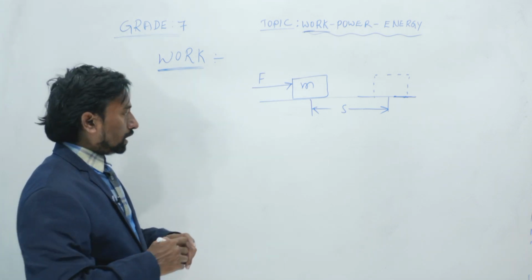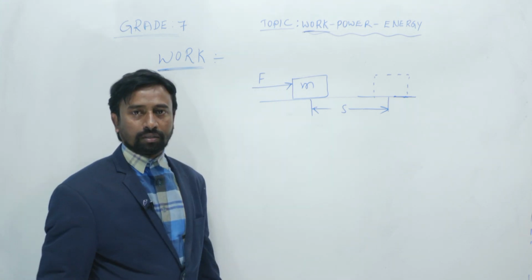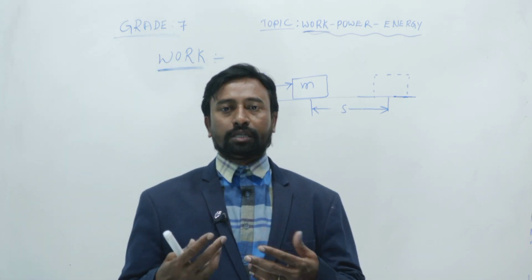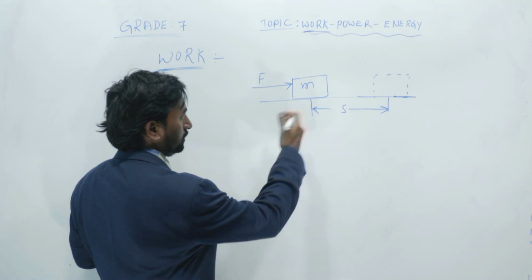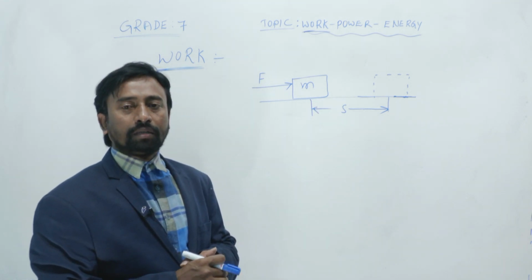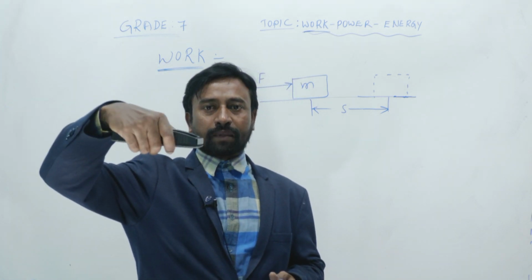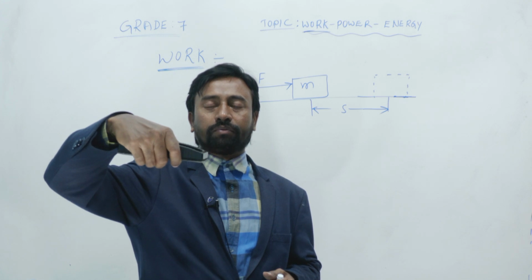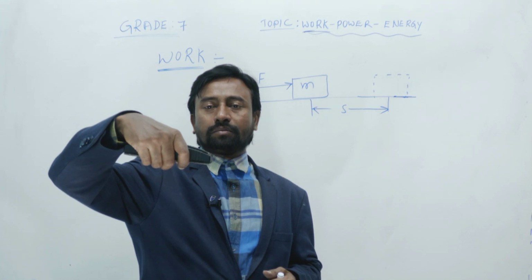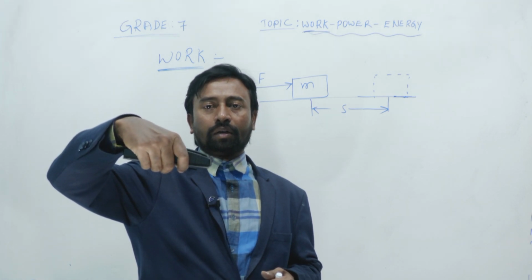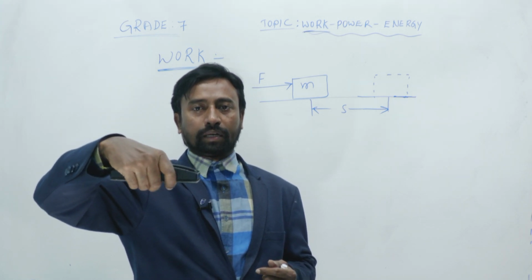Suppose I apply force on the board, but there is no displacement. According to physics, we can say no work has been done. If the force is applied and there is a certain displacement of the body, then only we can say work has been done. Suppose I hold the object like this and stand here. We are applying a force to hold it, but there is no displacement of the body, so in this case also there is no work done according to physics.